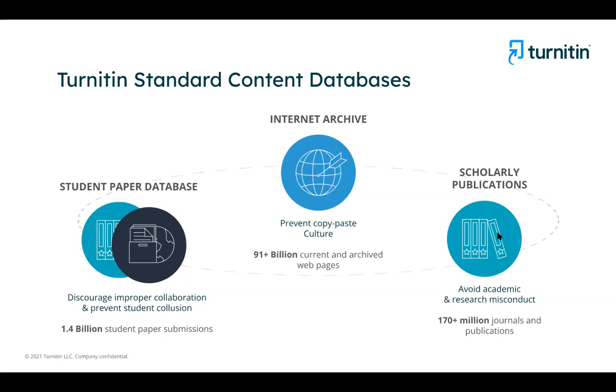Another one is what we call the scholarly publications. This is all about avoiding academic and research misconduct, wherein we are comparing against this database just to make sure that students are not taking work from any published journal, claiming that it is their own work. We currently have more than 170 million journals and publications in this database.